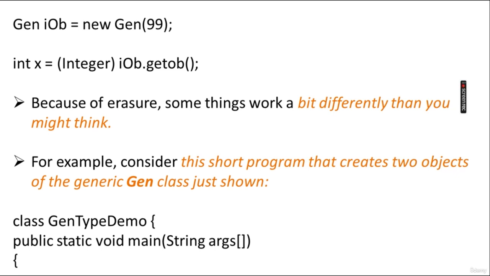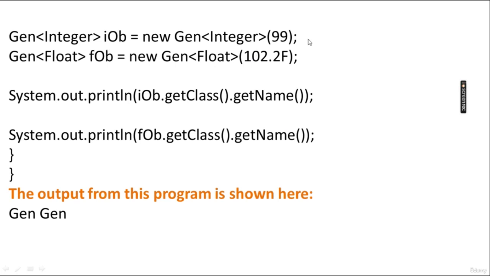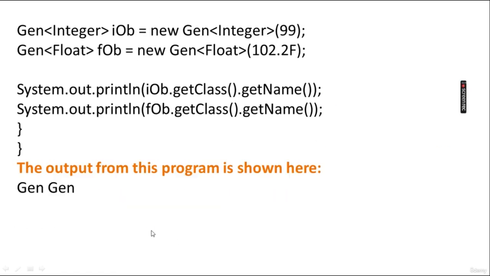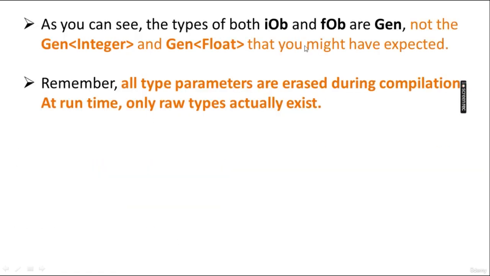Because of erasure, some things work a bit differently than you might think. For example, consider a new program that will create two objects of the generic Gen class as shown here. Generic<Integer> iObject with the value 99, Generic<Float> fObject with the value 102.2f. Then iObject.getClass().getName(), fObject.getClass().getName(). Okay, so the output is Gen for both. Why? Because the class name of the generic is Gen only. The types of both iObject and fObject are Gen, not Gen<Integer> and Gen<Float> that you might have expected. All type parameters are erased during compilation. At runtime, only the raw type actually exists.